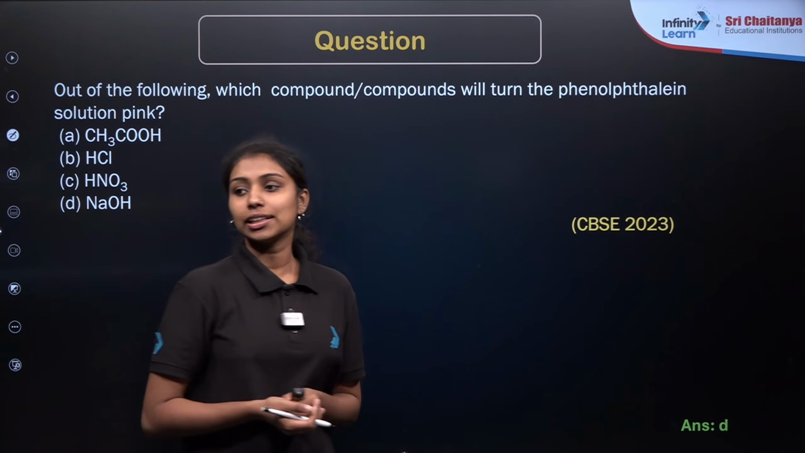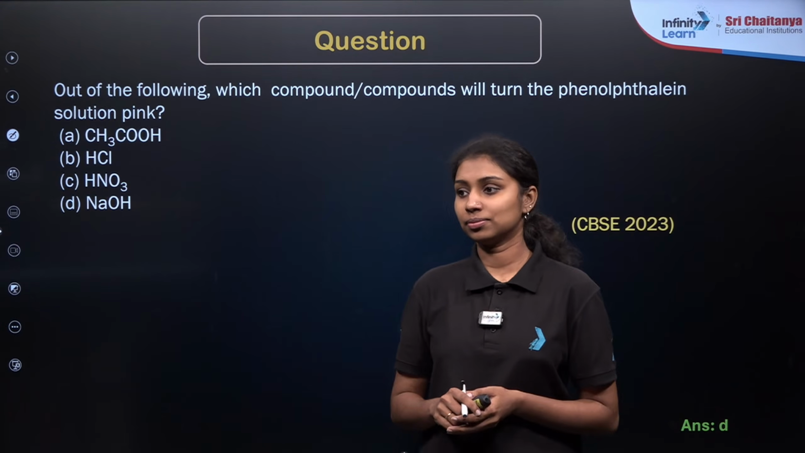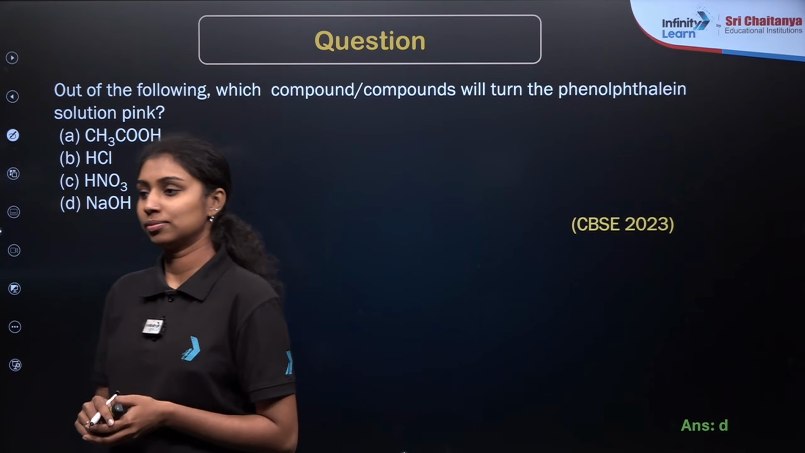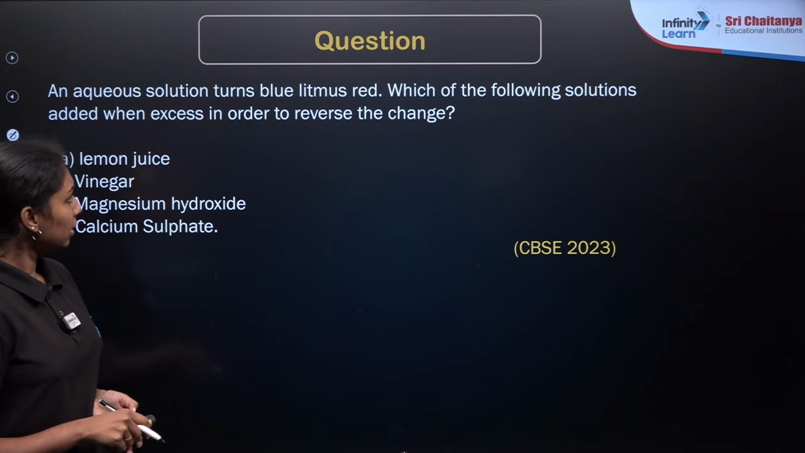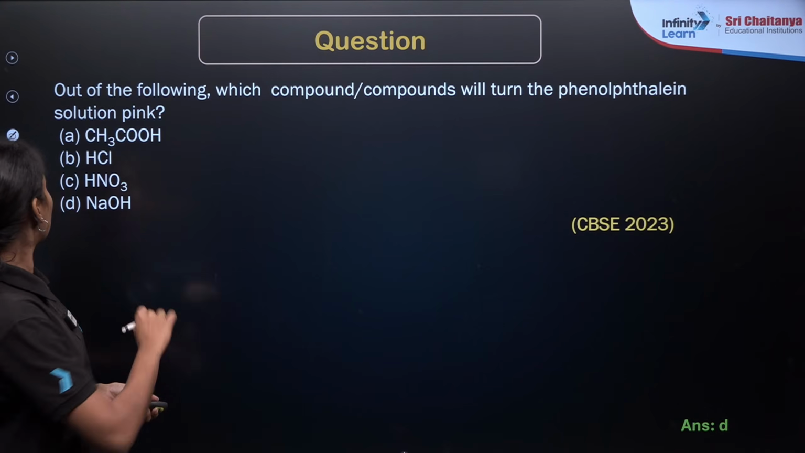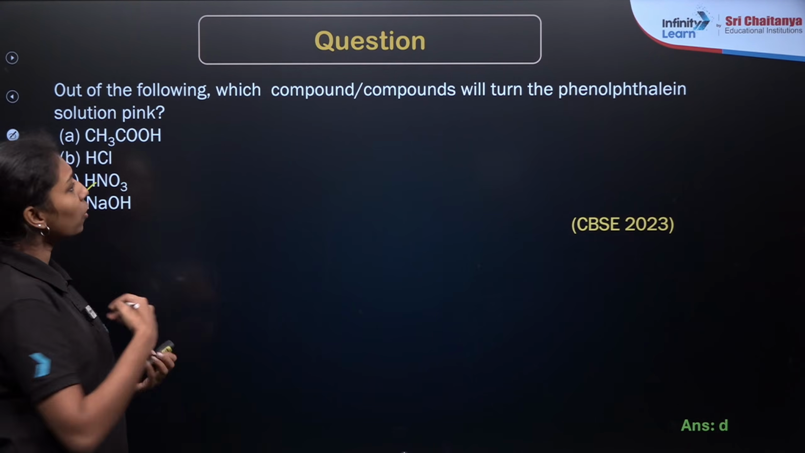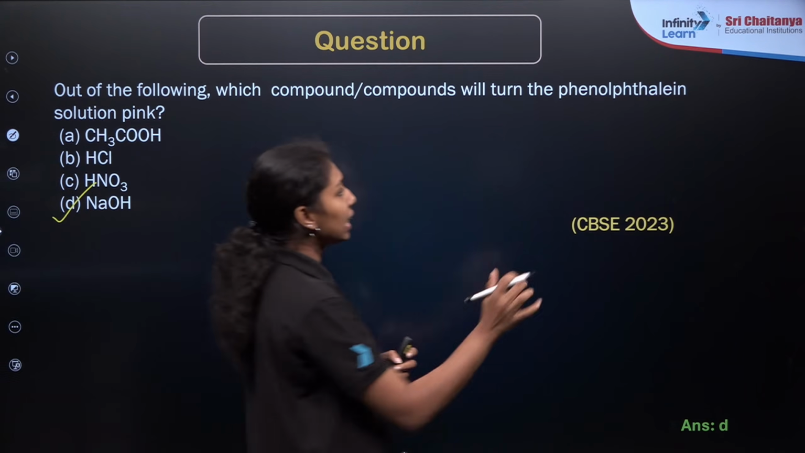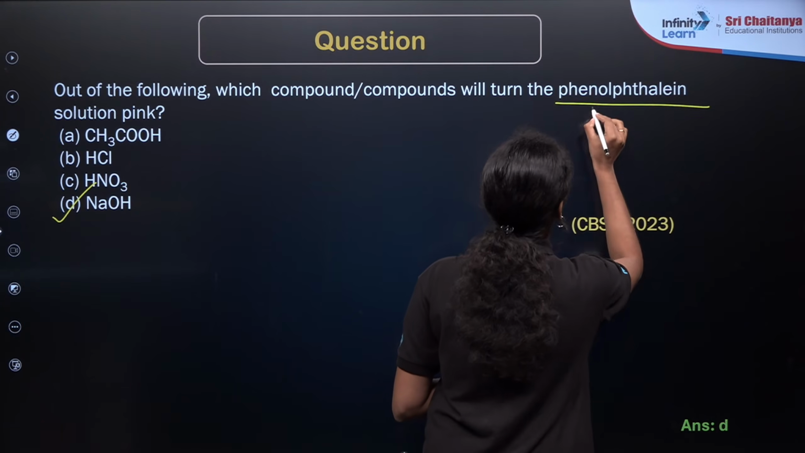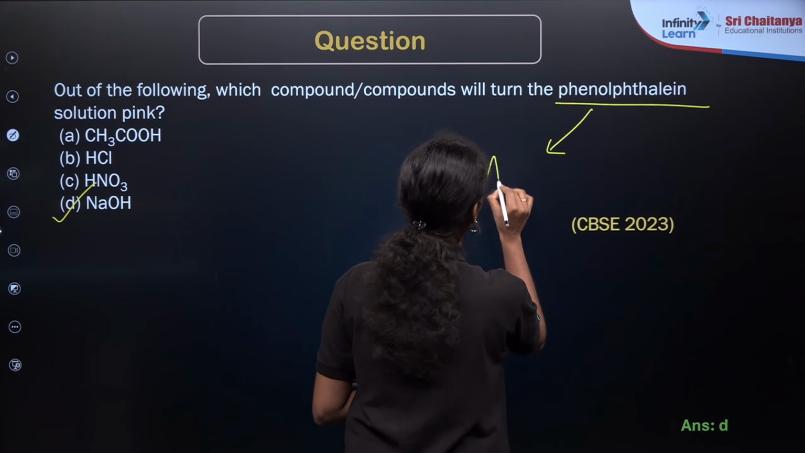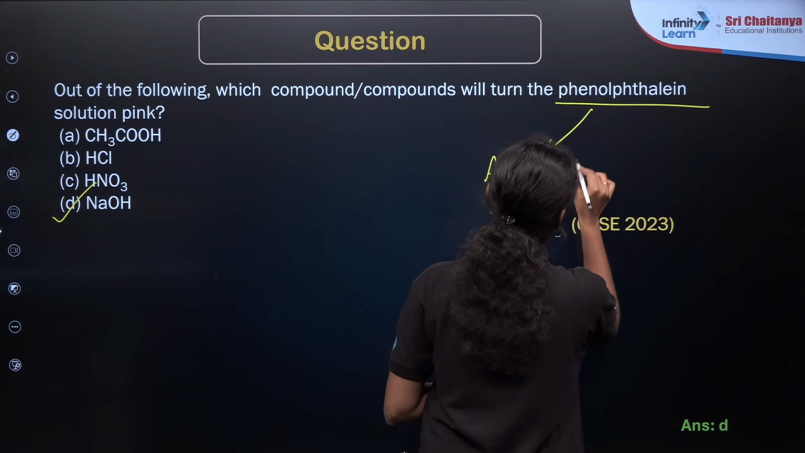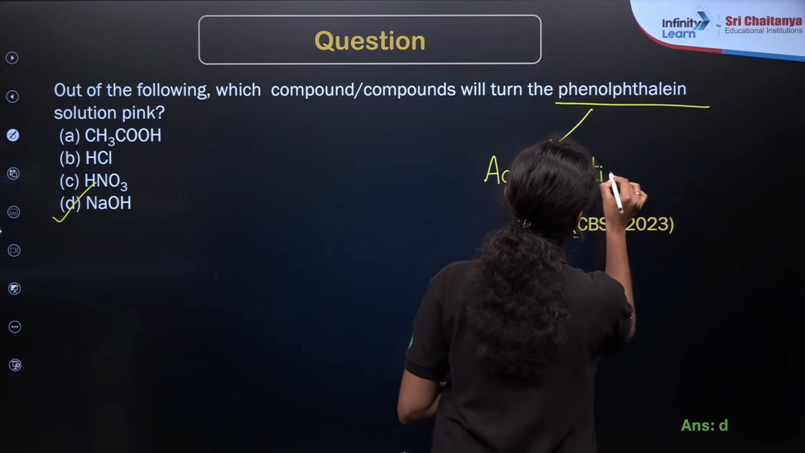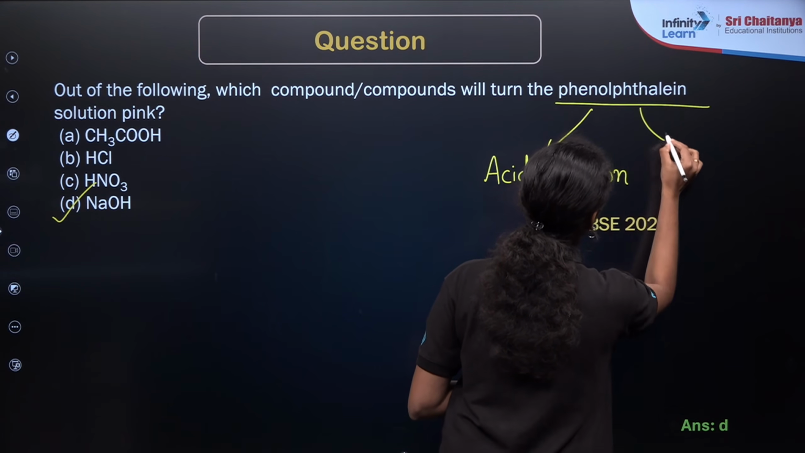Okay, what will be the answer? Yes, option D will be the answer, right? So option D will be the correct answer. So what is the role of phenolphthalein? As we all know, these are the indicators, right? So if I'm asking about the case of acidic solution, what is the color of phenolphthalein indicator? While solving this question, we are going to revise the complete chapter.